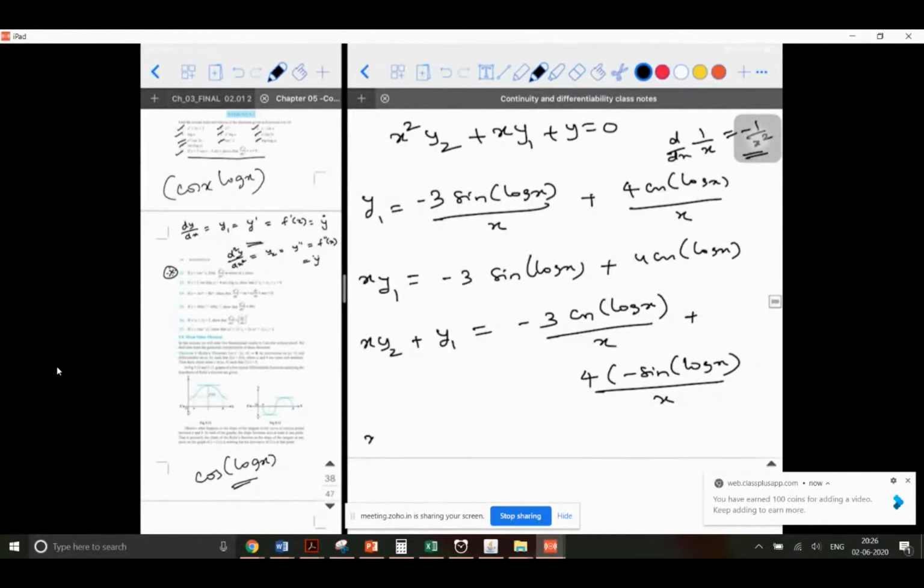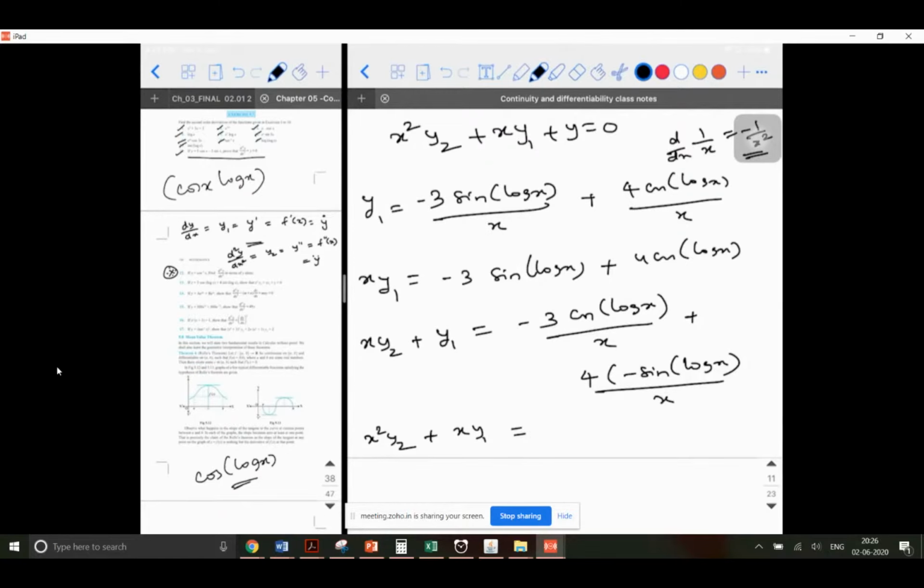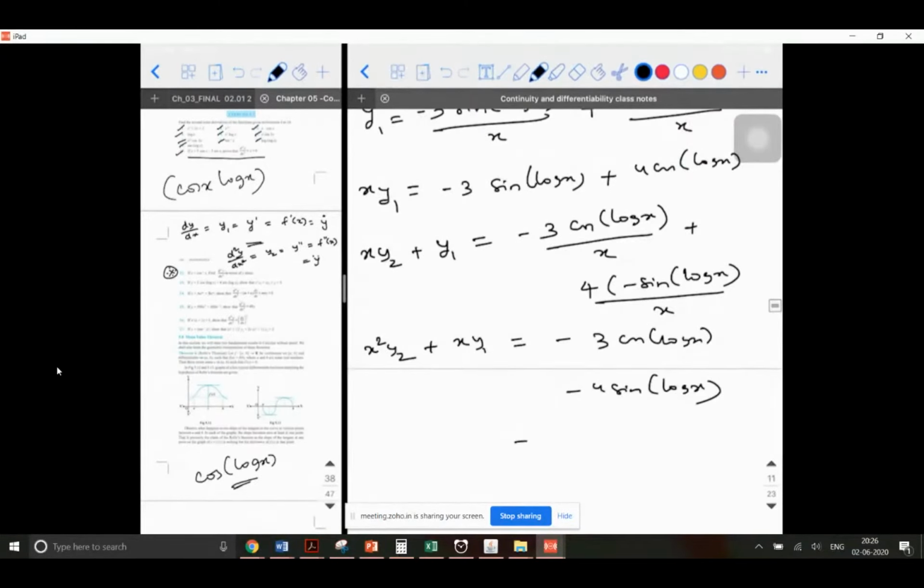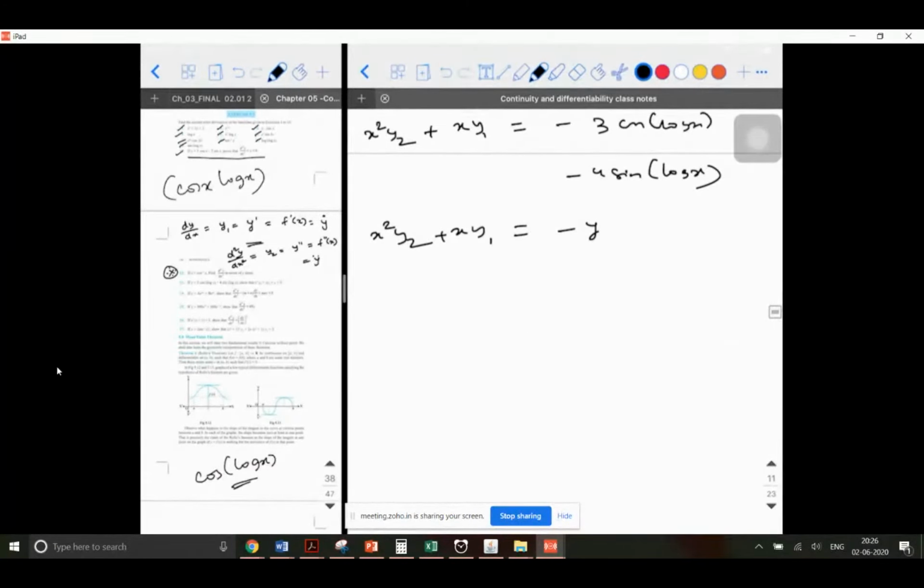Can you take it like this? Then the x goes to the other side, and you will have x squared y2 plus xy1 equal to minus 3 cos of log x minus 4 sine of log x. So you got it in 2 steps. That is minus y. So this whole thing is minus y. So x squared y2 plus xy1, this minus y comes to the other side. So x squared y2 plus xy1 plus y is equal to 0. Good. I hope everyone is clear.